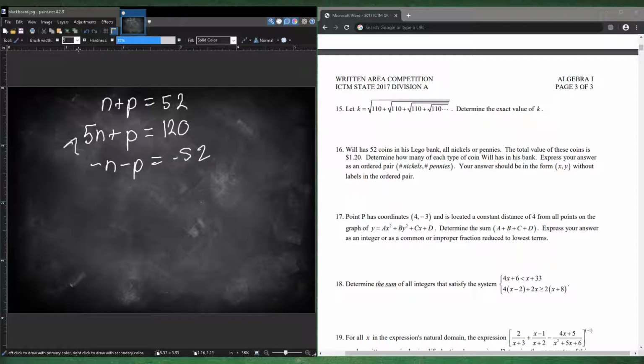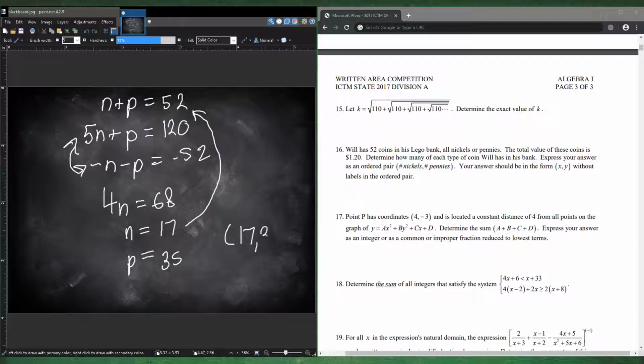Adding these two equations together, we get 4n equals 68. Okay, so n is equal to 17. If n is equal to 17, we'll plug it back into the first equation because it looks easier. So 17 plus p equals 52, which means p is equal to 35. So our nickels are 17 and our pennies are 35. And that's a really fast way to solve number 16.